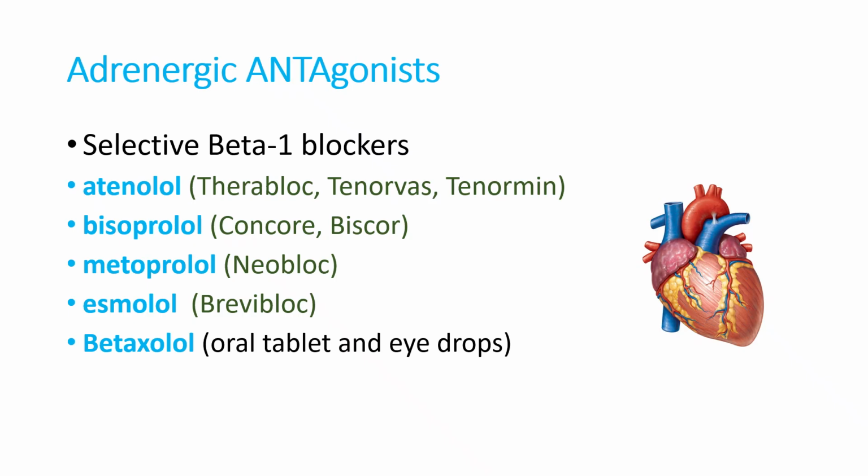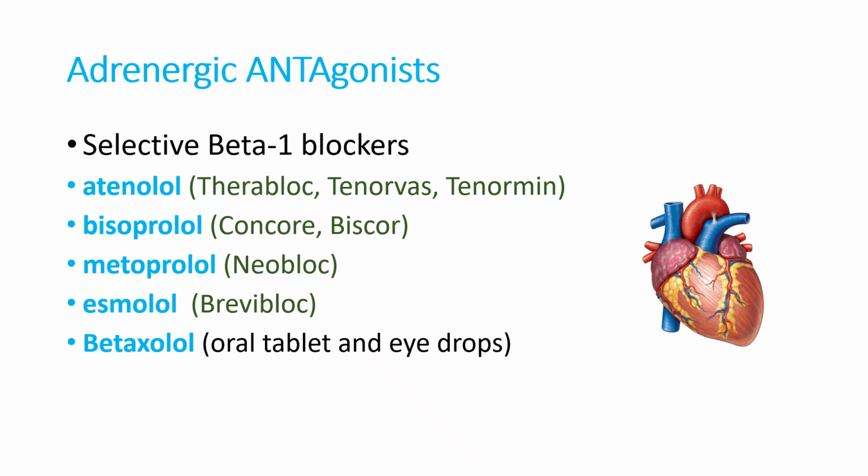Beta blockers reduce blood pressure primarily by blocking the effects of epinephrine and norepinephrine on these beta-adrenergic receptors in the heart and blood vessels. They decrease heart rate, cardiac output, and inhibit renin release from the kidneys. There are two main types of these beta blockers. First, we have your selective beta-1 blockers.